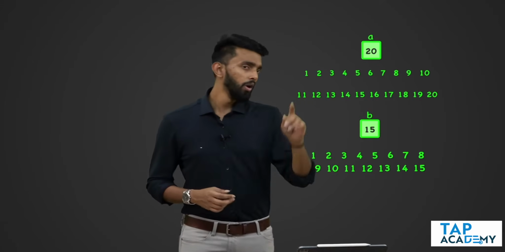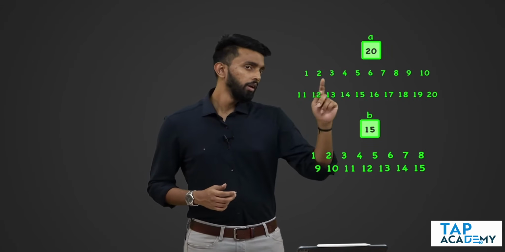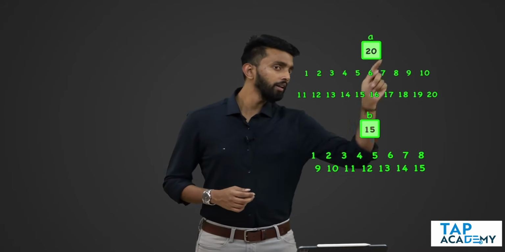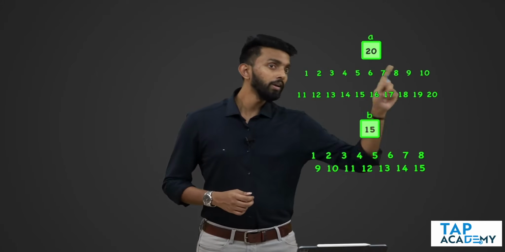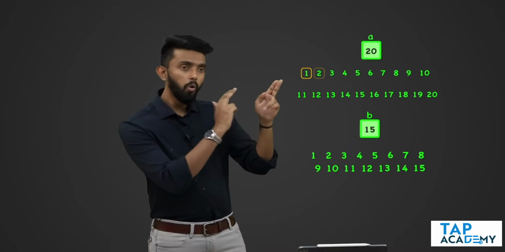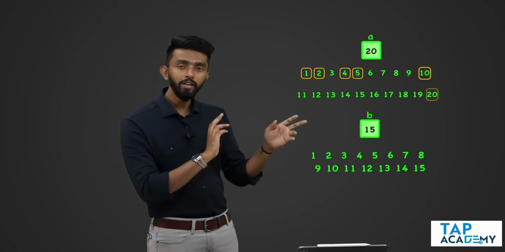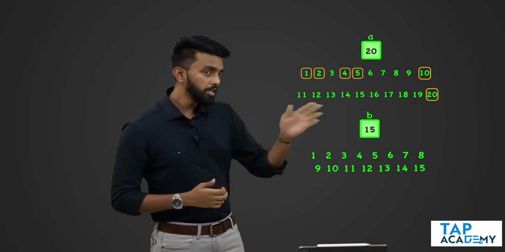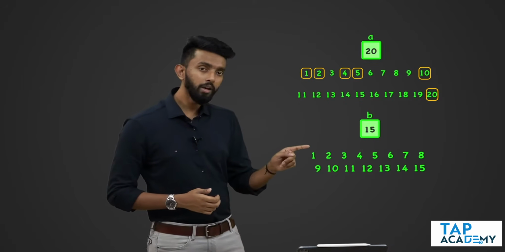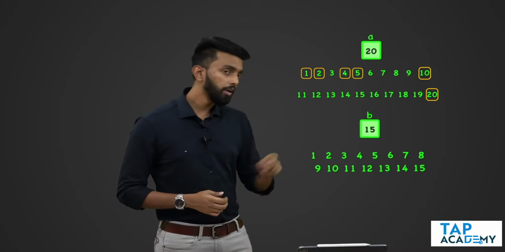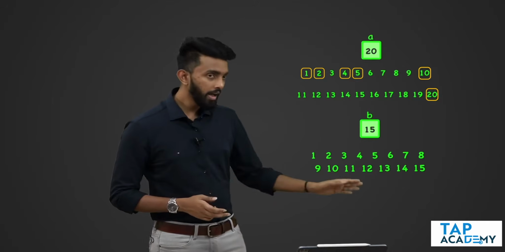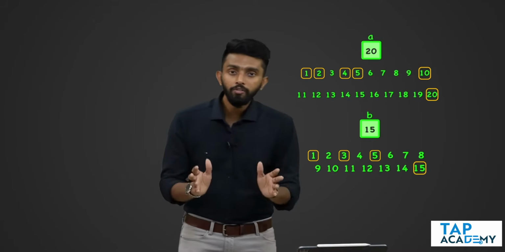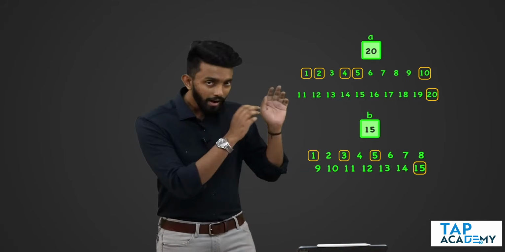All of you know, 1 can perfectly divide 20, 2 can perfectly divide 20, 4 can divide 20, 5 can divide 20, 10 can divide 20, and definitely 20 can divide 20. Which means 1, 2, 4, 5, 10 and 20 are the divisors or factors of 20. Similarly, if you take 15, 1 can perfectly divide, 3 can perfectly divide, 5 can perfectly divide, and then 15. Which means 1, 3, 5 and 15 are the divisors or factors of 15.